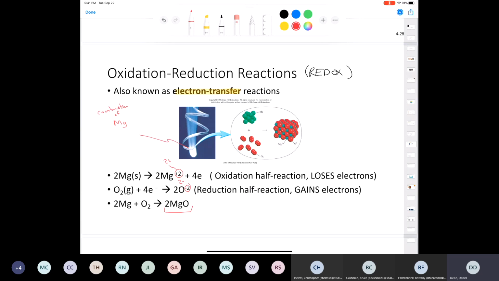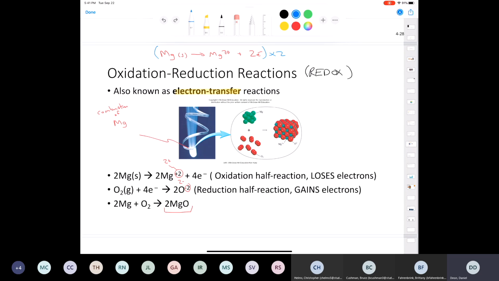And if you're like, why is it 4 electrons? Well, it's because if you take magnesium as a solid, and you make magnesium 2 plus, well, how did you get a positive charge? It must have lost something that was negative. You lose a total of 2 electrons. So that means if you take the whole thing and you multiply it all by 2, you end up with this equation right here. 2 magnesiums gives you 2 magnesium 2 plus and 4 electrons. 2 times 2 is 4, okay? So that's where that comes from.